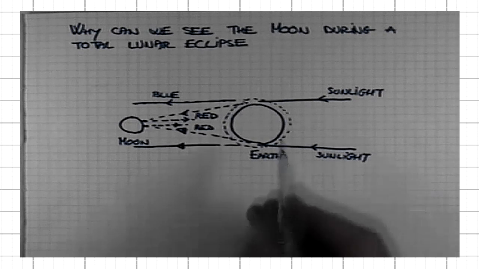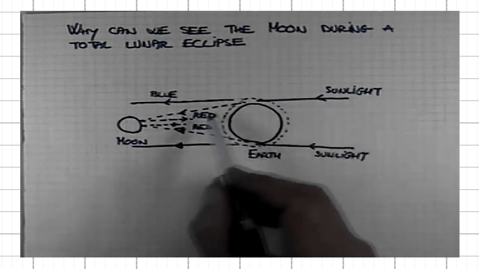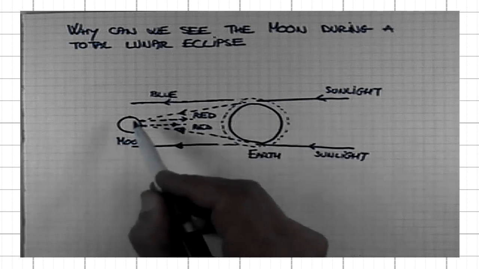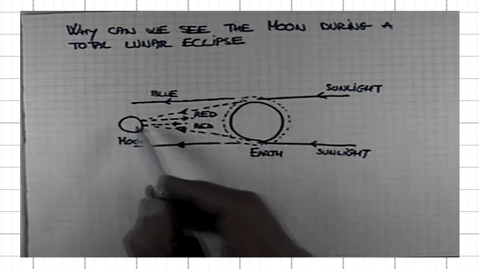So if the Earth didn't have any atmosphere, of course, none of the wavelengths would be deflected. And indeed, we could not see the moon because it would be in Earth's shadow.